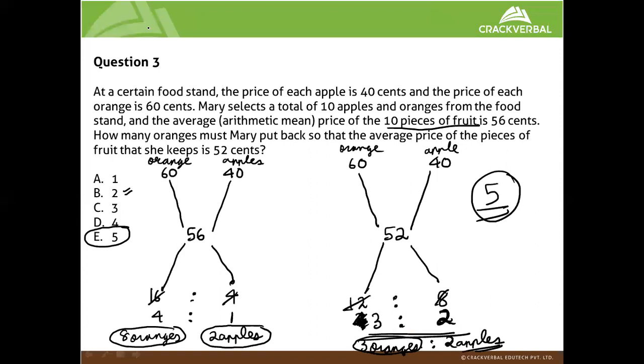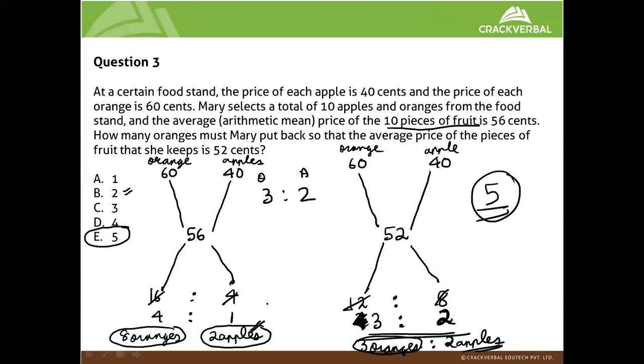Go and see the last part is very simple, right? The ratio of oranges to apples in the second case is 3:2. Now you can't assume that there are still 10 pieces of fruit because she's going to keep back some oranges. So the number of fruit has to reduce. So the better way to solve it is to keep the apples constant.